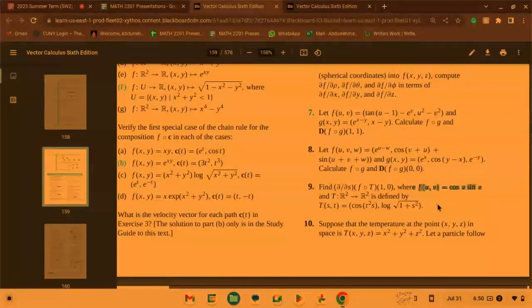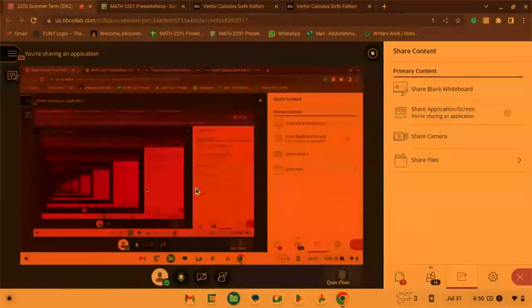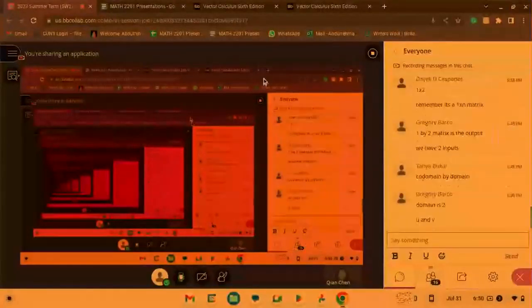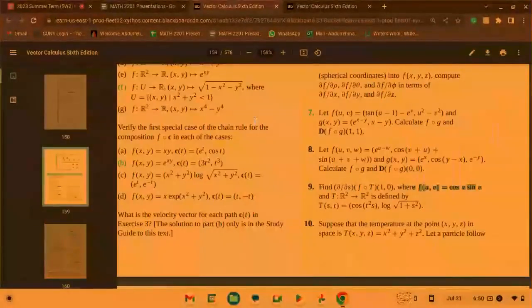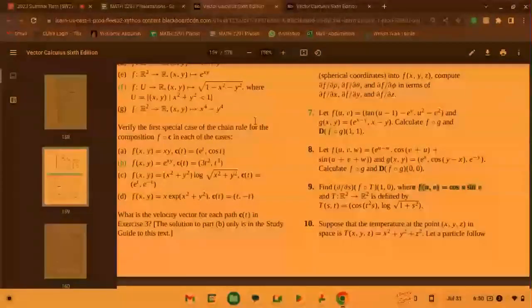Are you talking about the dimension itself? Yeah, right now I'm asking the dimension of itself. F goes from what dimension space to what dimension space? So 2 to 1. 2 to 1.